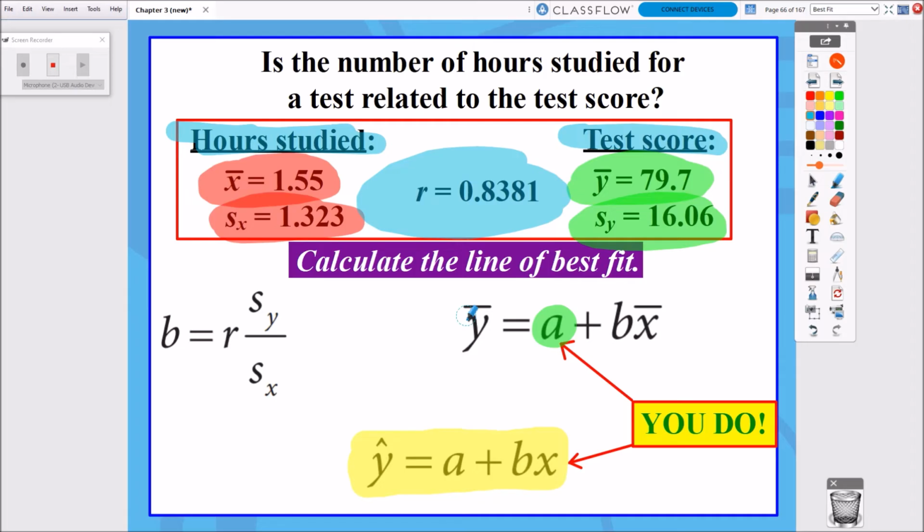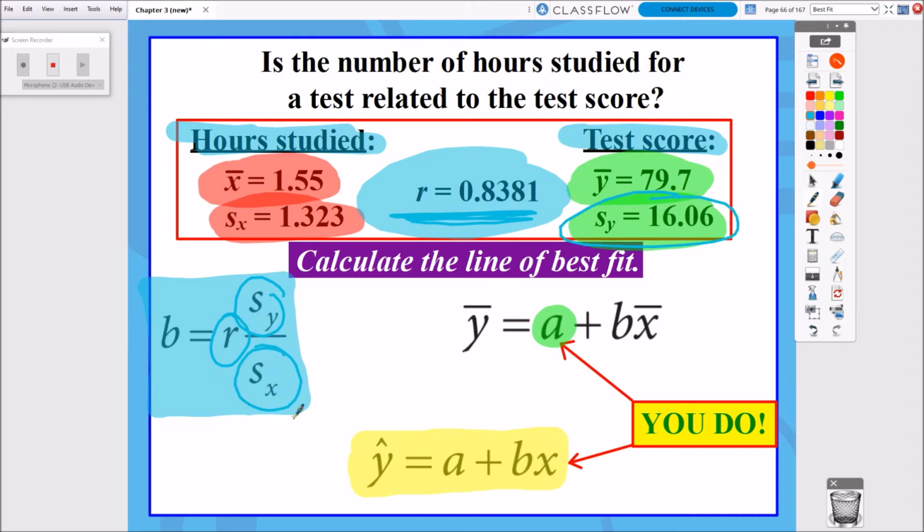Now, we're going to do part of this together, and then the other part I'm going to leave for you, because really it's just plugging numbers in and doing some basic calculations, primarily in your calculator. So first, we're going to, again, need to start with the slope. So we're going to start with this formula right here. And we're going to need the correlation, R. So we're going to be dealing with the 0.8381. And we're going to need the standard deviation of our response variable, which is the 16.06, and the standard deviation of our explanatory variable, which is these number of hours studied, 1.323.